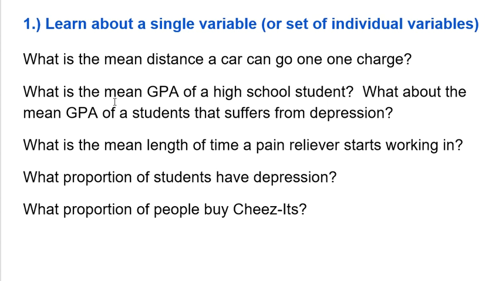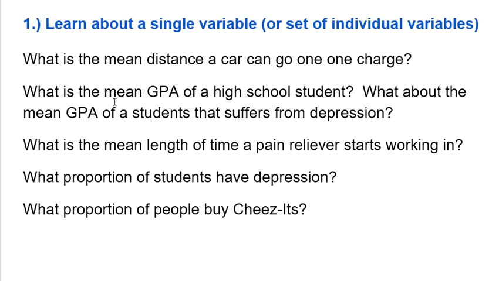What is the mean GPA of a high school student? Okay, well, that's a number. It doesn't have a unit, but that's okay. But it's GPA. So 4.0, 3.2, 1.9, right? That is definitely a quantitative variable. And I only care about that one thing. What's the mean GPA?